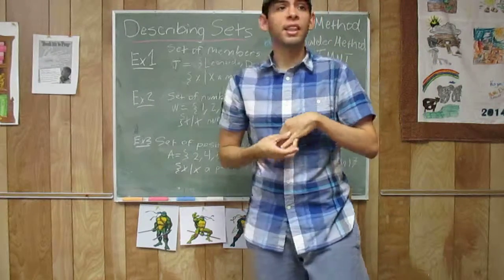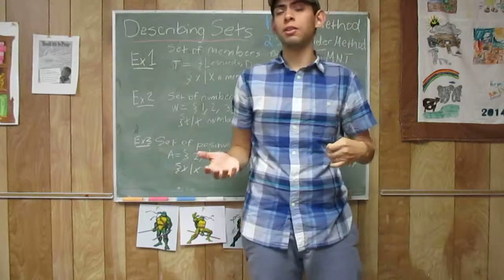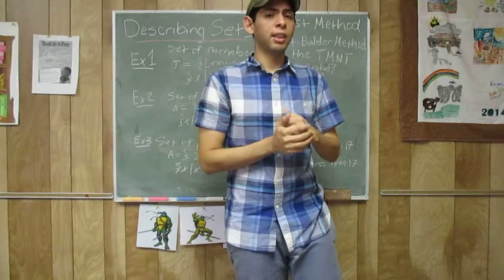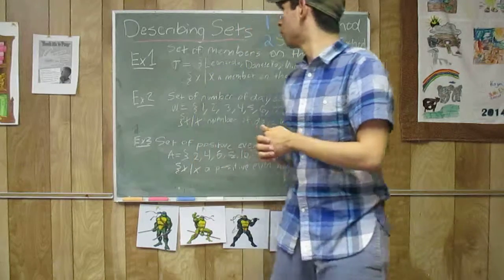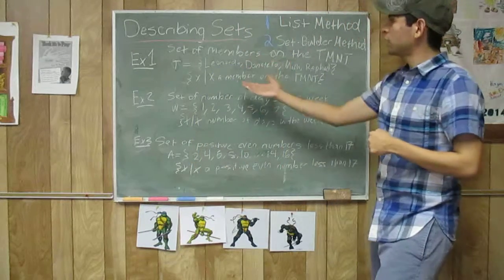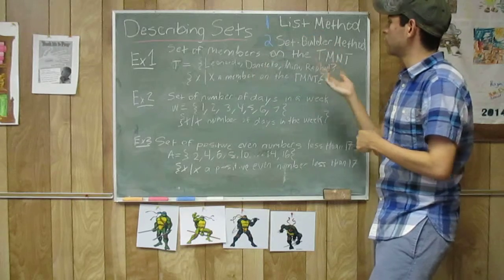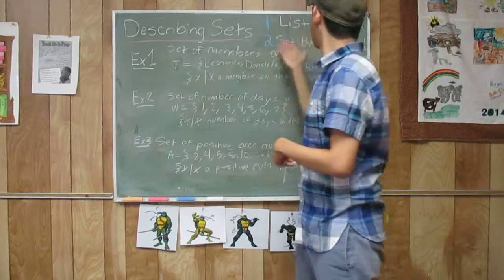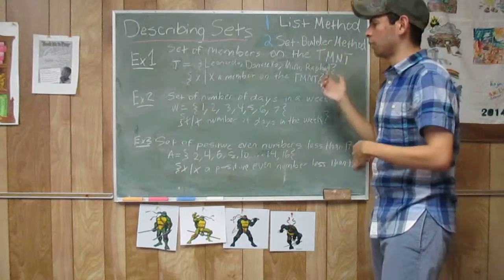So did everyone get that? If you didn't, if you're still confused, please raise your hand and let me know. We can do more examples if you want, and if not, then we can just continue on. So those are two ways to describe sets using these examples: the set list method and the set builder method.